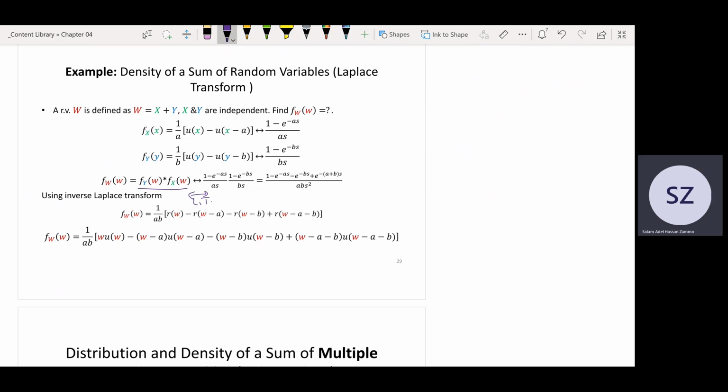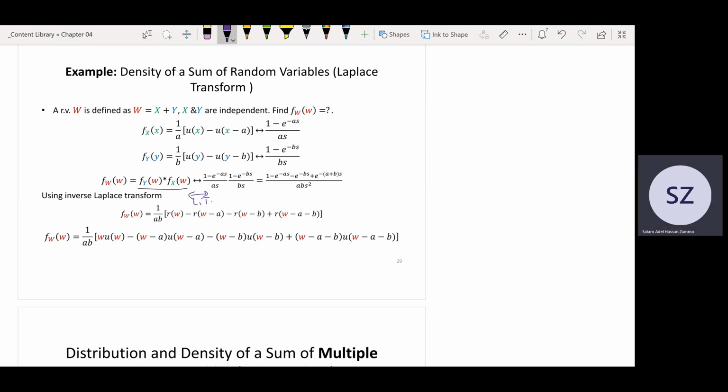Multiplication. What is the Laplace transform of the PDF? Did that correspond? The characteristic function is the Fourier transform. The Laplace transform is the moment generating function. You can use either one of them. The idea is as follows: convolution in the PDF domain will be a product in the characteristic function domain or the moment generating function domain. Okay?